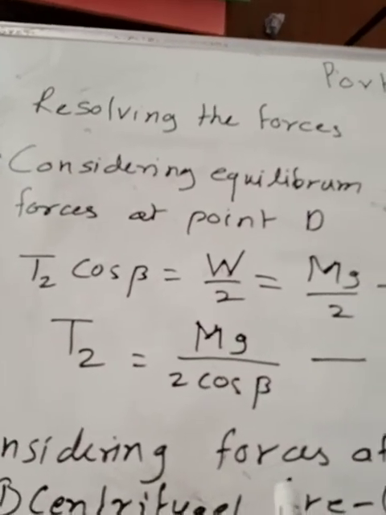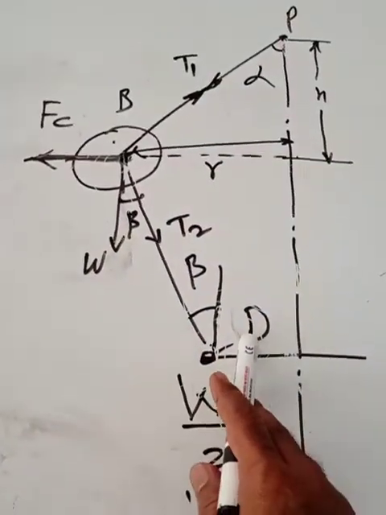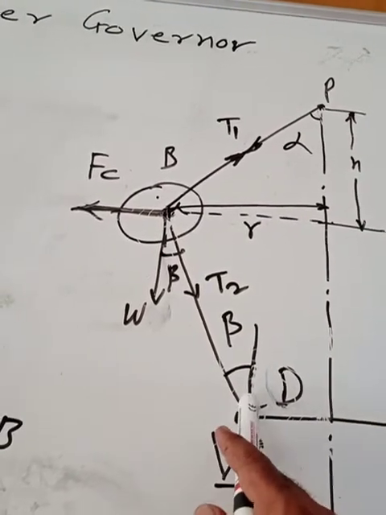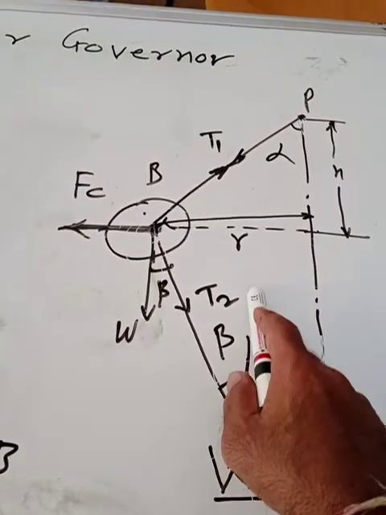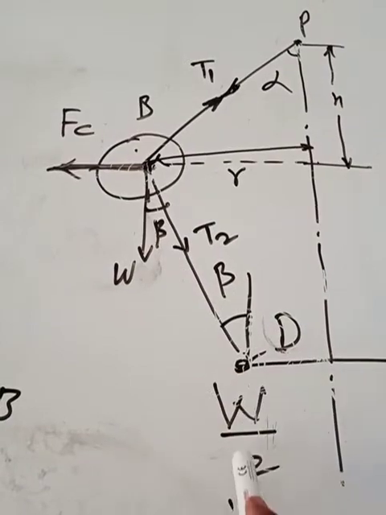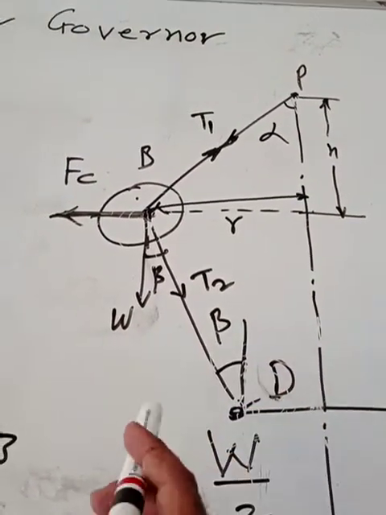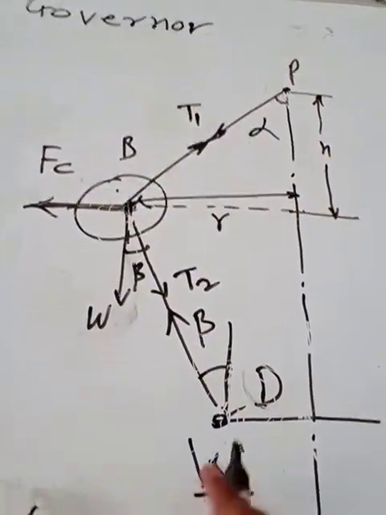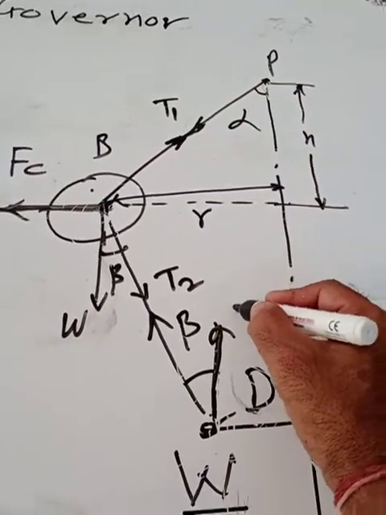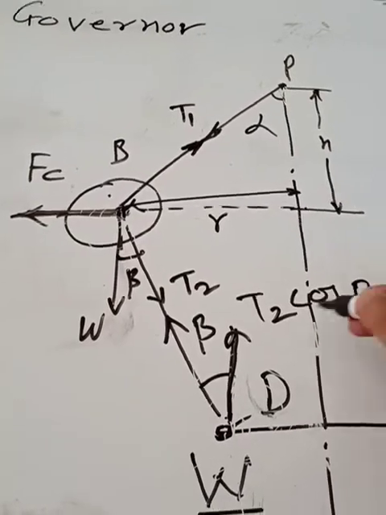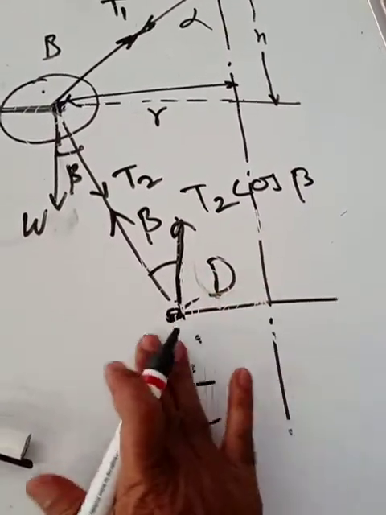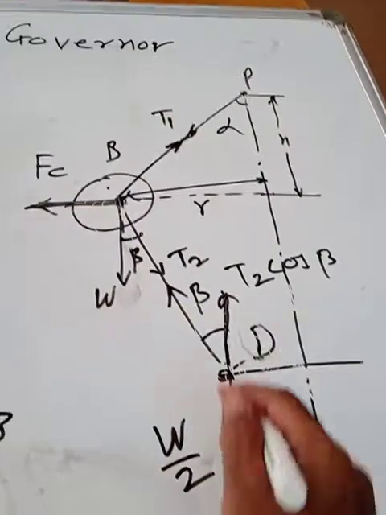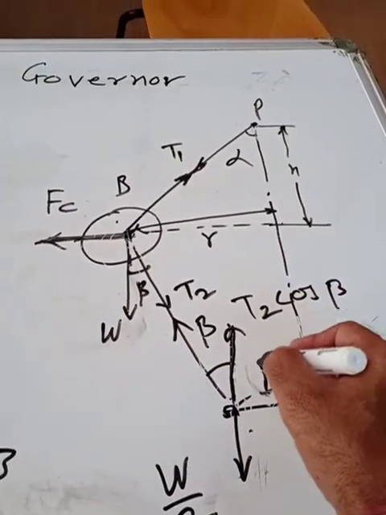Now all these forces are calculated. Here we can see, first of all, we'll consider this point D where the forces are acting. We'll consider this D is in equilibrium condition, that is, the force which is acting in upward direction is equal and opposite to the force which is acting in downward direction. Now the force which is acting in upward direction will be the tension in this link. That upward force will be T2 cos beta, whereas this W by 2 is acting in downward direction. Now these forces will be in equilibrium, that we are going to consider.